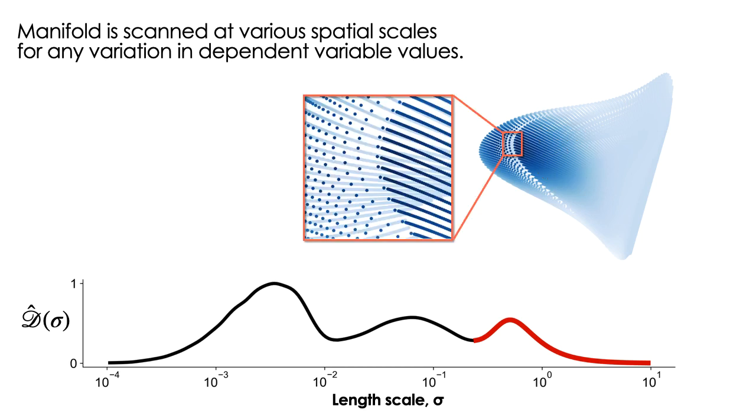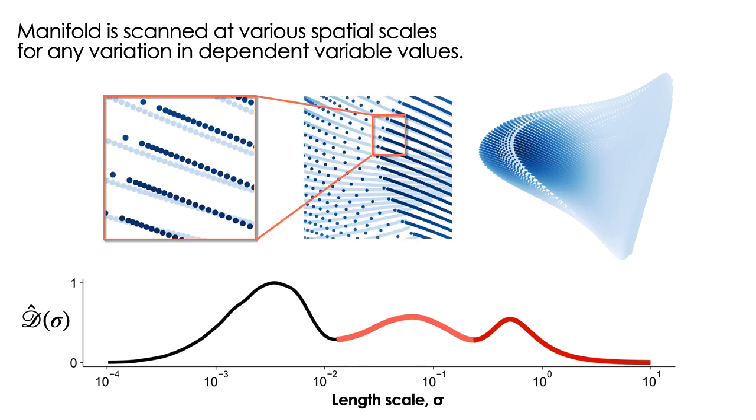Now, I can zoom in on that manifold further and start scanning it at those scales. And if I still see some variation at those scales, and in this case I still do because there's this non-uniqueness problem, then that will manifest itself as that peak further to the left for smaller length scales.